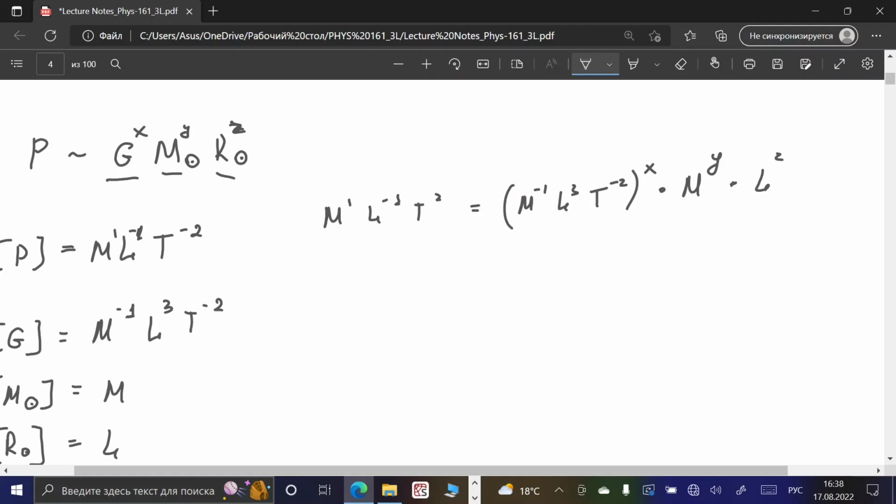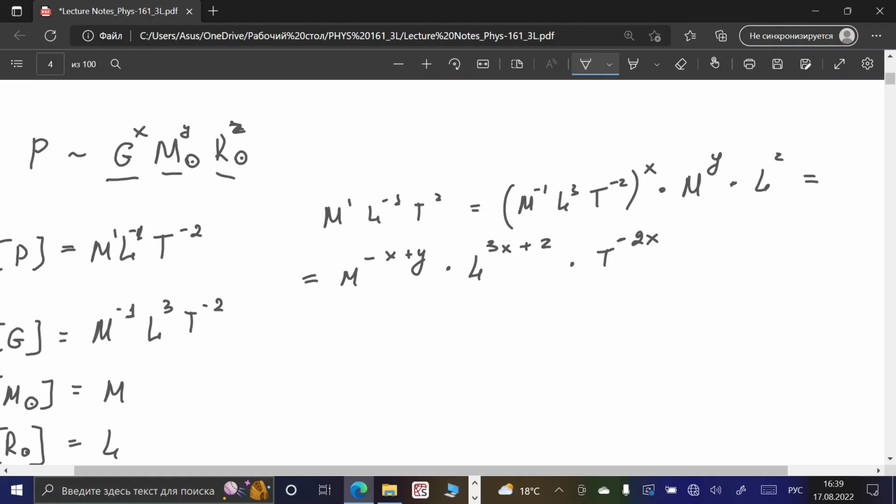So now when we transform the right side of the equation, that will be M to the power of minus x plus y, times L to the power of 3x plus z, and times T to the power of minus 2x. Kind of opens this parenthesis.